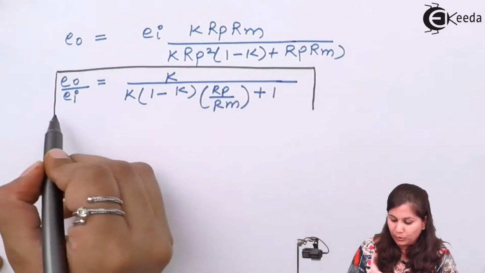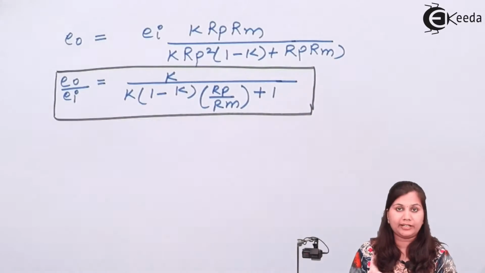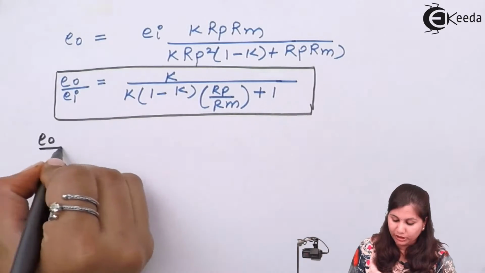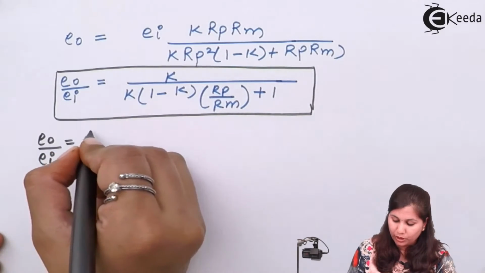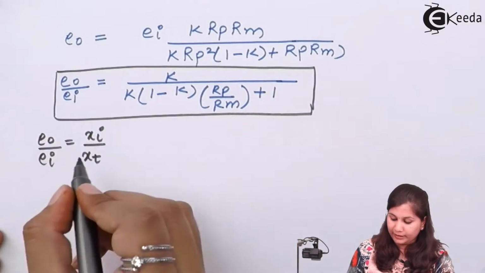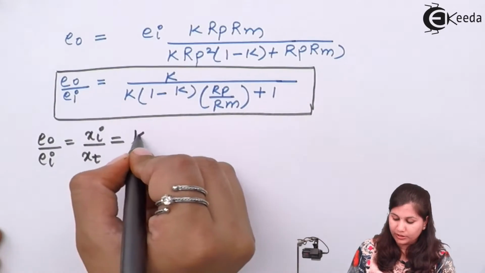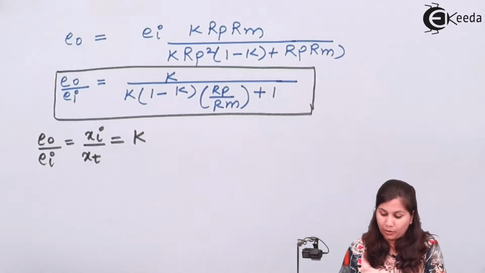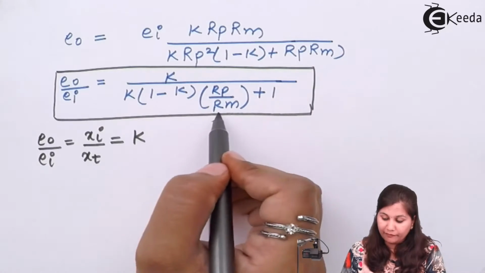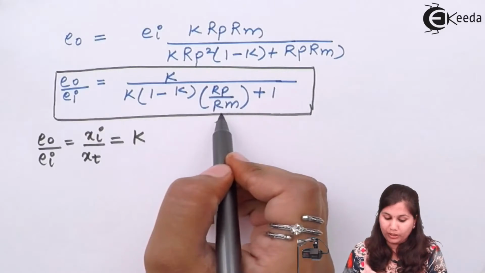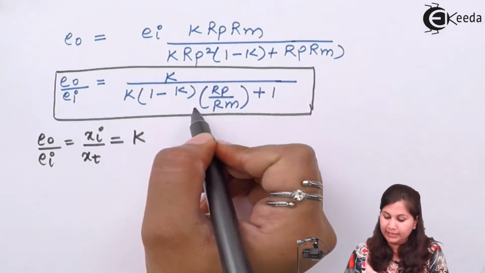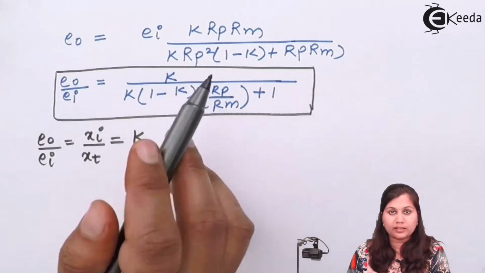So from this equation, you can see that there is a non-linear relationship between the output and the input voltage. Earlier, we got the equation E naught by Ei equals Xi by Xt, and Xi by Xt is the constant K. Now here we are having this denominator factor also. If we consider that this ratio Rp upon Rm is very small, tending to zero, then this will be reduced to the constant K only.